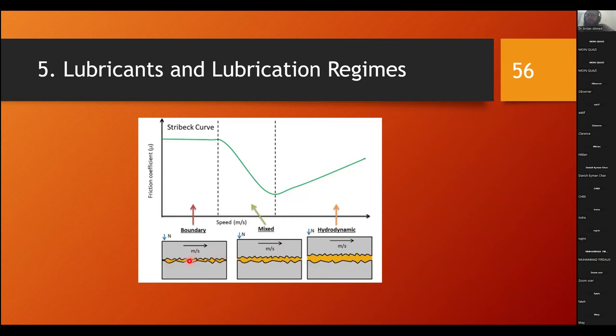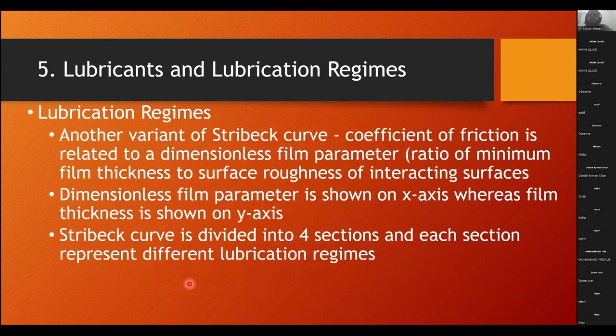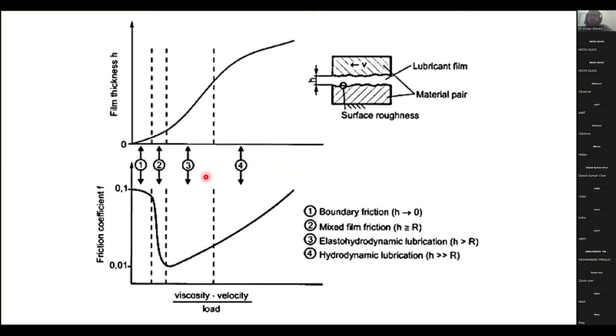And while we are discussing the manufacturing part, during turning, or while we are using any machine, or while we are drilling, normally we are operating in boundary lubrication. So another variant of the Stribeck curve relates the coefficient of friction to a dimensionless film parameter, which is the ratio of minimum film thickness to surface roughness of interaction. There is another Stribeck curve. You can find various formations or various types of Stribeck curves on the internet. These are the two forms you can see over here, and now we will discuss them.